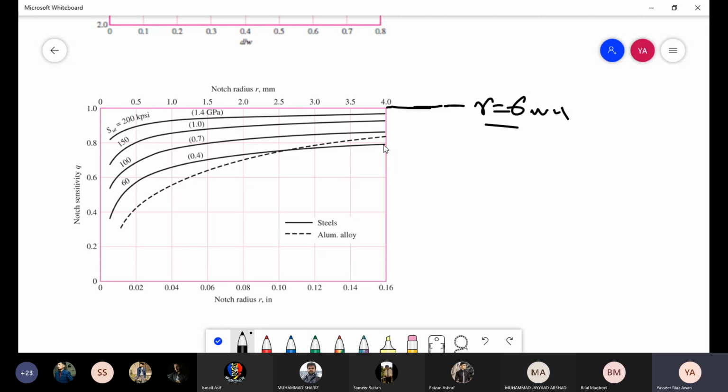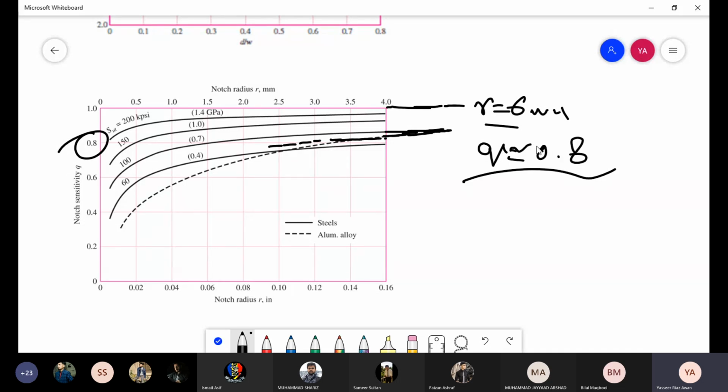So if you are looking at 440 megapascal, that would be maybe a little higher than this figure. Okay, so somewhere like this, and we have to extend it in this direction. So we can estimate that the Q would be somewhere near this value. Okay, so Q would be somewhere near 0.8. So that is good enough for us.